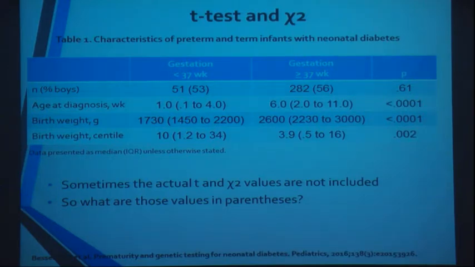Are we missing a column? We've got P's, but we don't have any T's or chi-square. Okay, sometimes that's how people present their data. Okay, obviously Pediatrics is a journal that will allow you to do that. Some journals will not. Some journals require you to put the T's and the P's, the T's and the chi-squares in. Okay, for your purposes, did you really care what those values were? No, right? Okay, so the P is all that matters to you. We're drilling down to what's important.